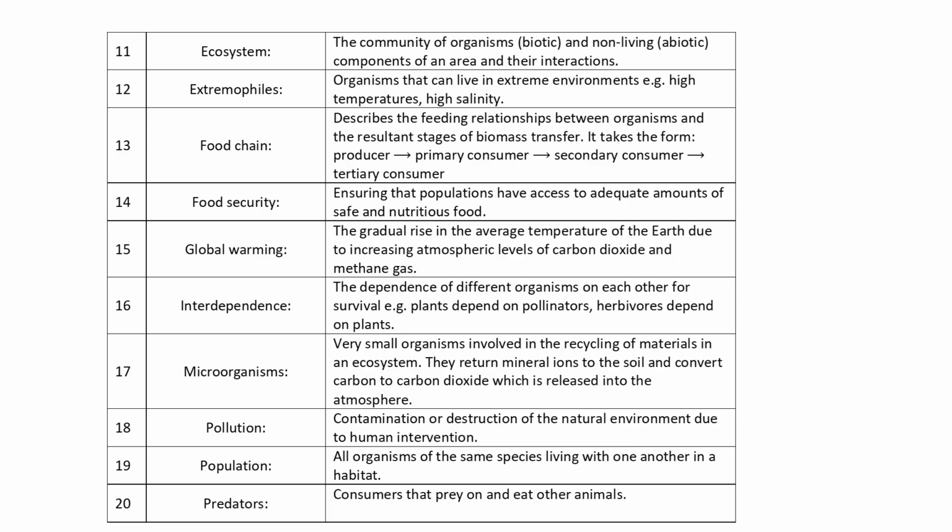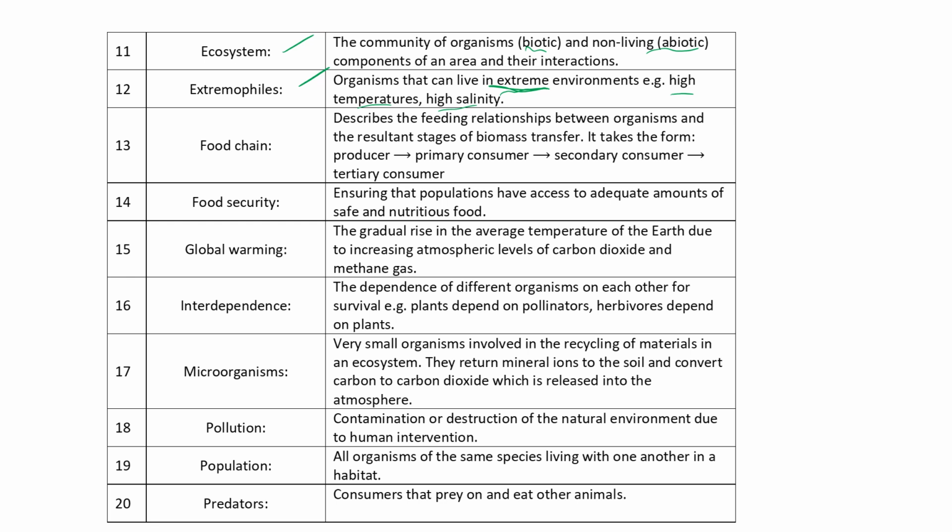The community of organisms, biotic and abiotic, okay, all combined together: ecosystem. Organisms that can live in extreme environments, so like bacteria that can live in high temperatures or high salinity or high alkalinity, are extremophiles.